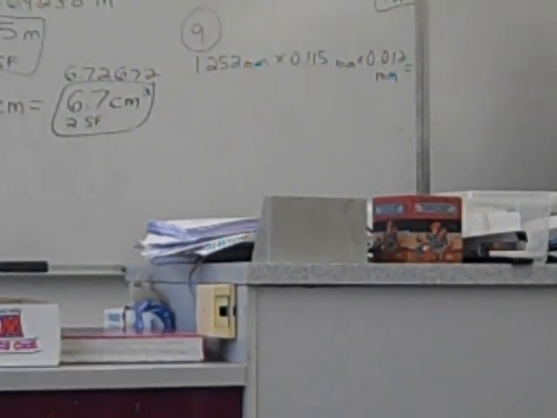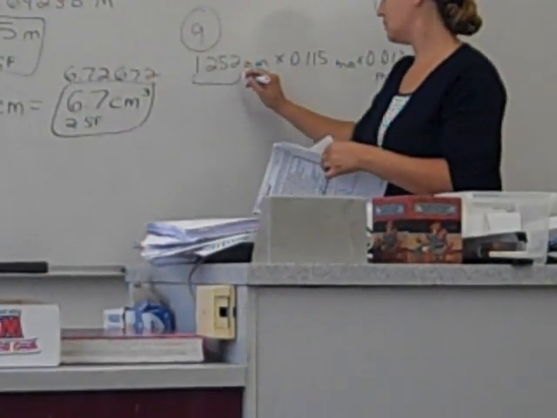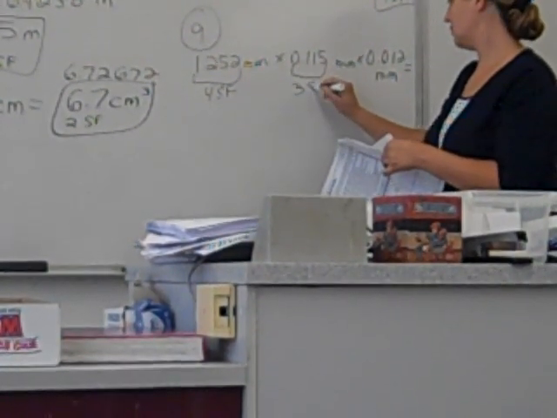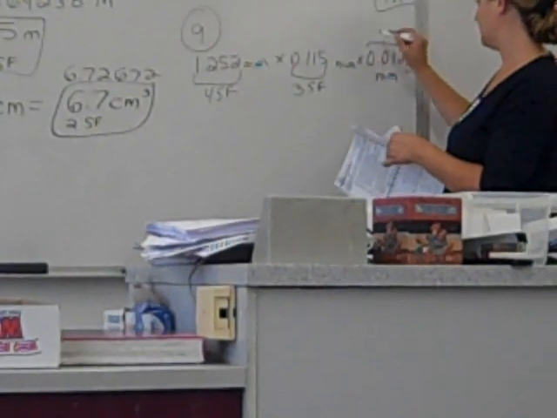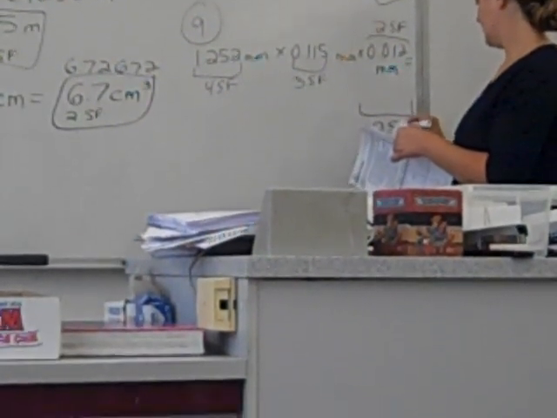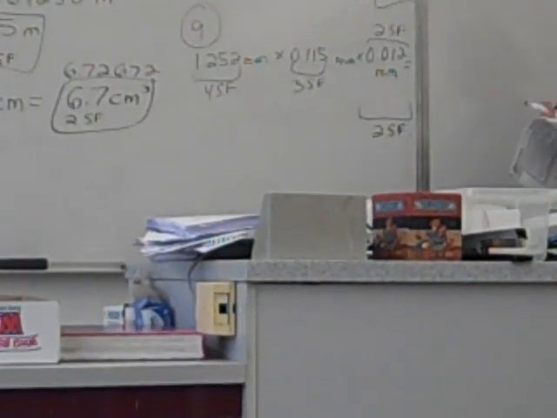All right, Katie, number of significant figures in each of these? The first one has 4. Yes. The second one has 3. Good. And the last one has 2. Okay, so how many should the answer have? 2. Okay. We need 2 significant figures for the answer.